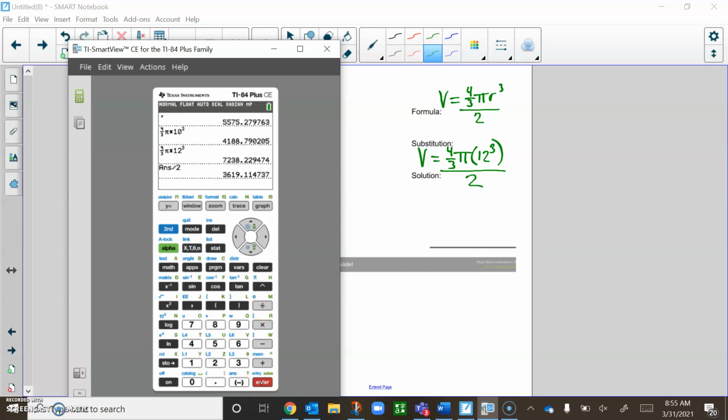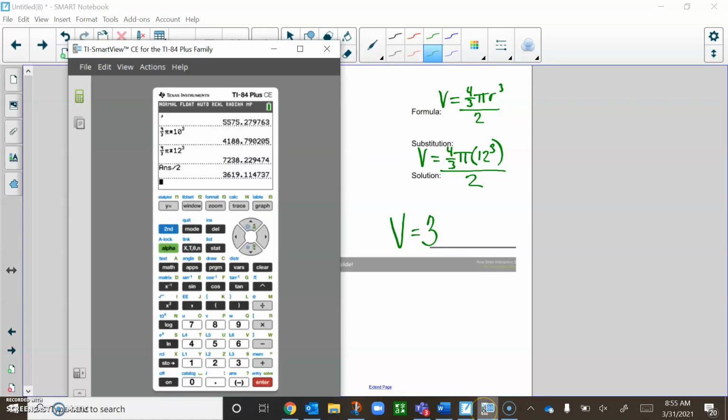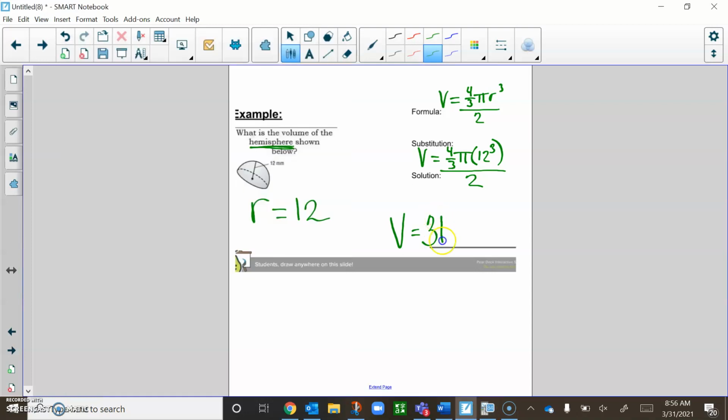And so we get 3,619.11. So volume equals 3,619.1 cubic millimeters. Now you're going to go ahead and complete the word wall assignment. Make sure you write out your formula and have your substitution correct.